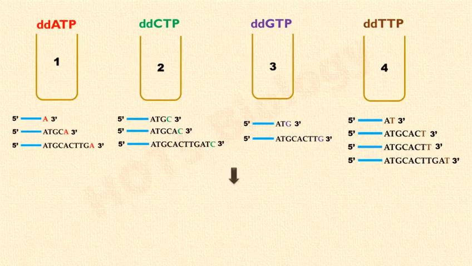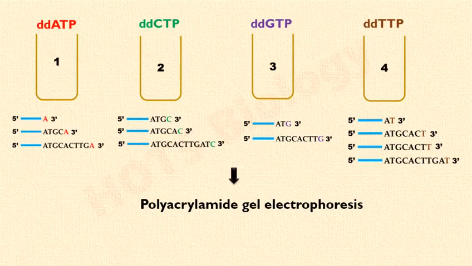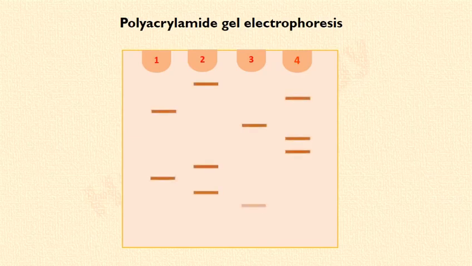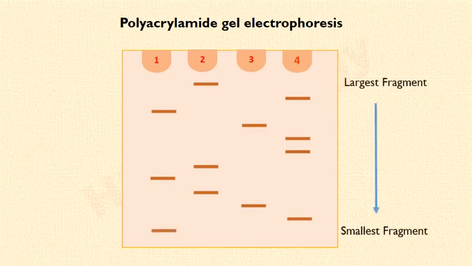In the next step, these reaction mixtures are subjected to polyacrylamide gel electrophoresis. The contents of each reaction are loaded into separate lanes of a DNA electrophoresis gel. Polyacrylamide gel electrophoresis separates the partial DNA fragments of each reaction on the basis of their size. Smallest fragments migrate to maximum distance in the gel, and the largest fragment migrates to the minimum distance.